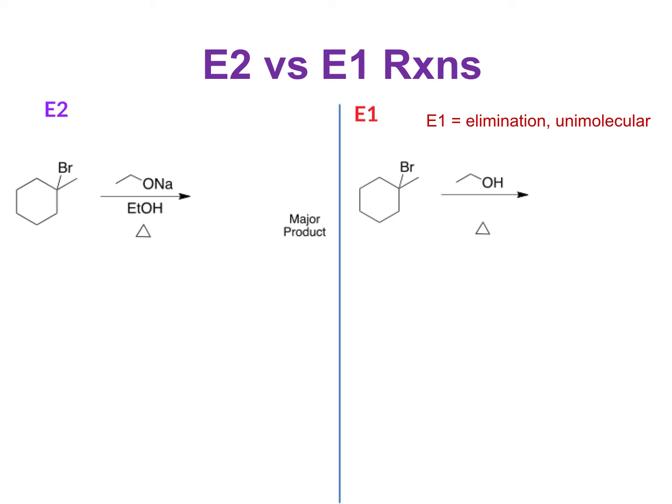So before you move on, let's talk about how an E2 would be different from an E1, okay? As we said, an E2 is what's shown on the left. We've got our normal sodium ethoxide, ethanol as the solvent, and heat. Our major product's going to be the more substituted double bond. So what's that going to look like?